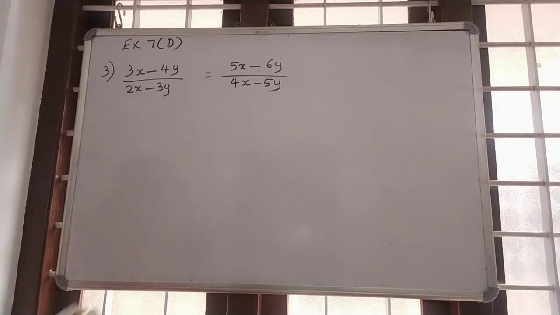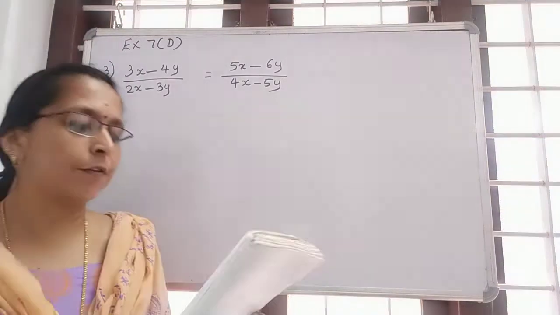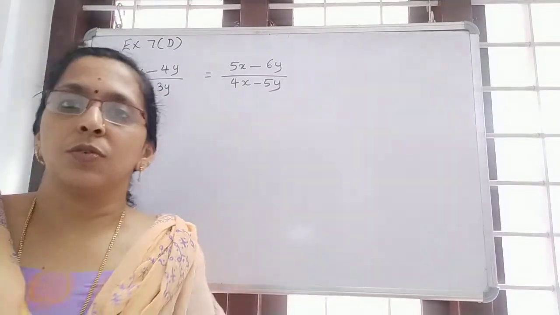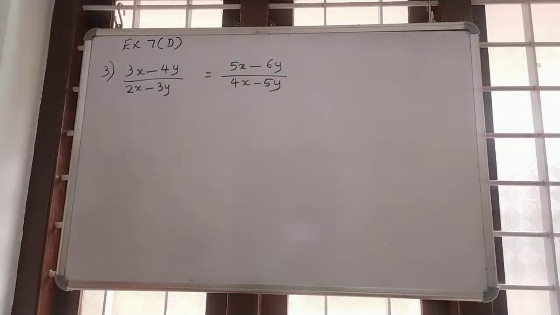Third question: if 3x minus 4y is to 2x minus 3y is equal to 5x minus 6y is to 4x minus 5y, find x is to y. So we write the ratio in fraction form: 3x minus 4y divided by 2x minus 3y is equal to 5x minus 6y divided by 4x minus 5y. Here we can apply componendo, dividendo. We want to find x is to y.